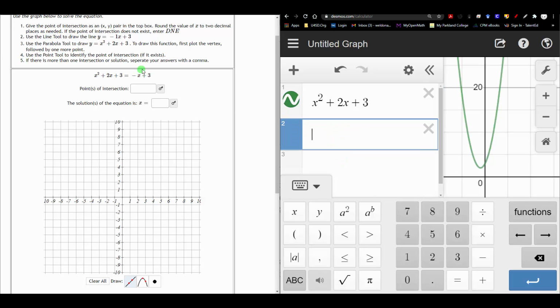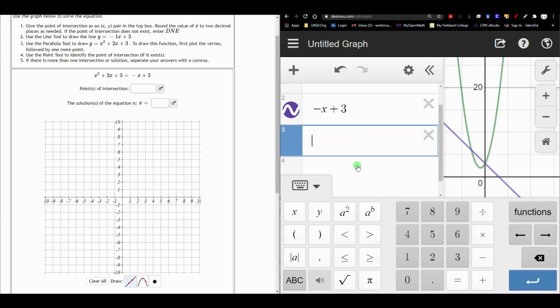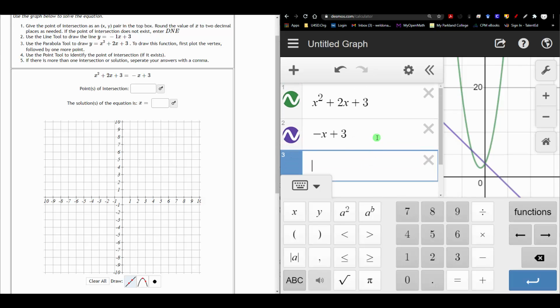I'm going to go back here to MyOpenMath. I want to get the right-hand side of my equation, so I need this -x plus 3. So -x plus 3, just type it in. And you'll see the line pop up on the graph, and that's it. We're ready to go. We're ready to start analyzing the graph.